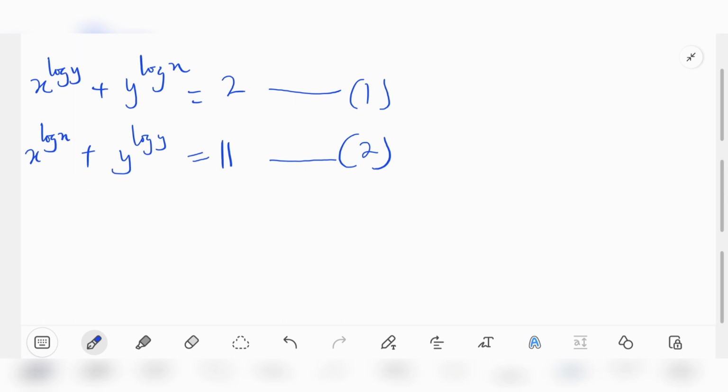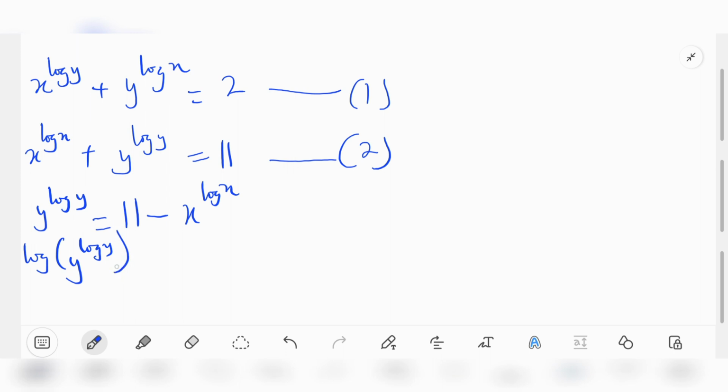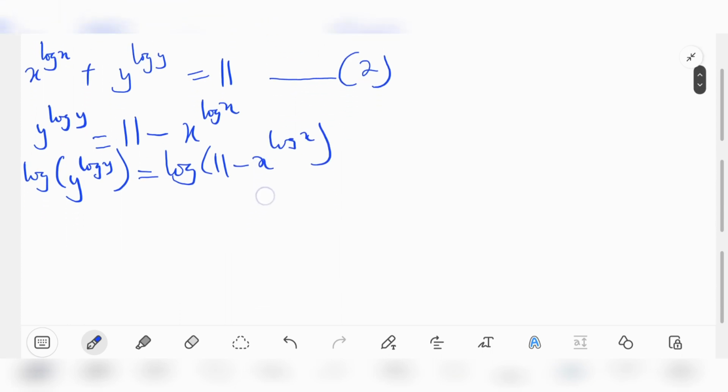From equation 2, we can write y to the power of log y equals 11 minus x to the power of log x. Now we can take log on both sides. The base is base 10. Anytime you write a log without any base, it is assumed to be having a base of 10. So same thing to the right hand side of the equation.